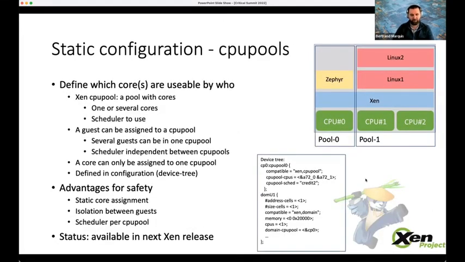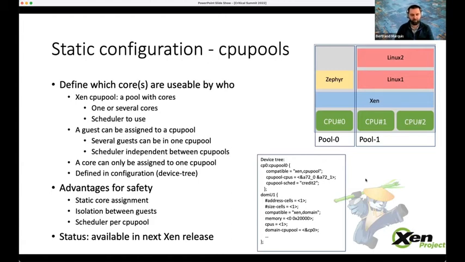Final static configuration example is static CPU pools. CPU pools is the ability to define which cores are usable by which guest. This concept already exists in Xen, which was enhanced to allow statically defining the CPU pool. A CPU pool is a pool containing cores. It can have one or several cores and can be assigned a specific scheduler. A core can only be assigned to one pool.